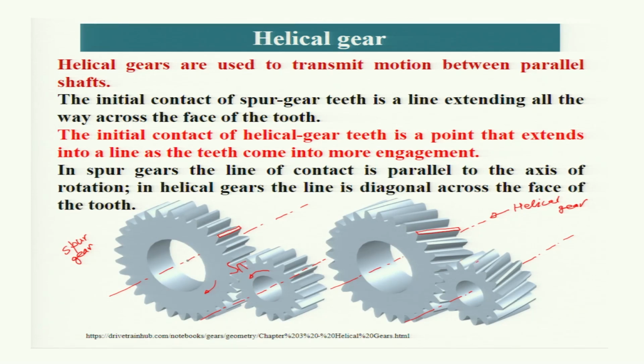Now, due to this inclination in the case of helical gear, first of all there will be a point contact which will change into line contact, and at the time of disengagement again there will be a point contact. Okay. So, the initial contact of helical gear teeth is a point that extends into a line as the teeth come into more engagement. In spur gears, the line of contact is parallel to the axis of the rotation. In helical gears, the line is diagonal across the face of the tooth.